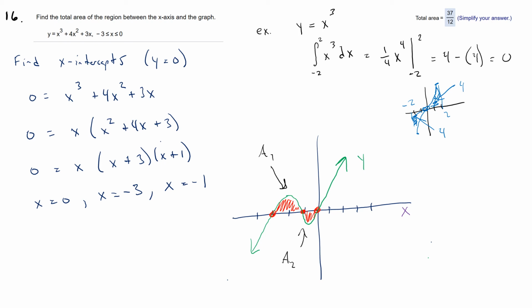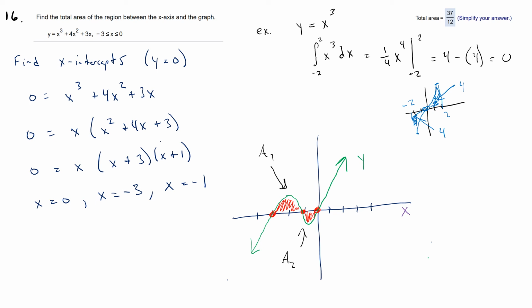But do you see how A2 is below the x-axis? So after I evaluate the integral of A2, it's guaranteed to be negative. If I evaluate the integral to get A2 and it doesn't come out negative, that means I've done something wrong, because it's below the x-axis. What I'll do is take the absolute value of that answer and make it positive. Then once I get A2 and A1, I'll add them together, and that'll be the total area.